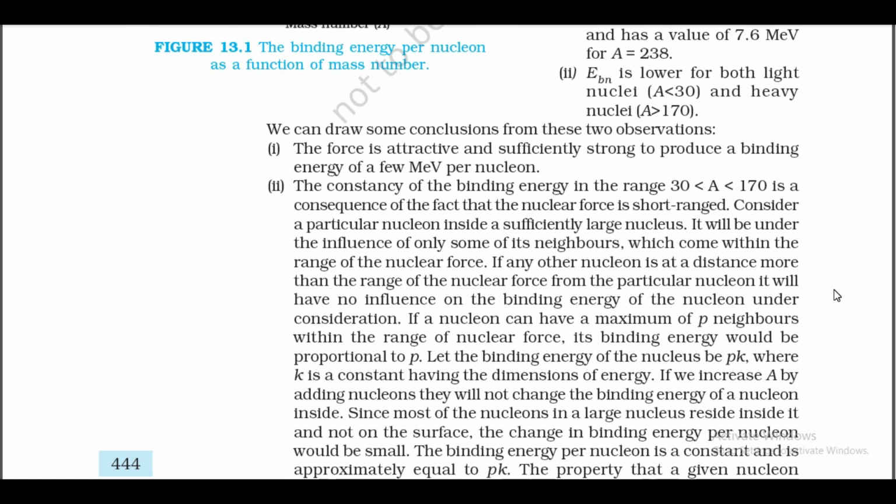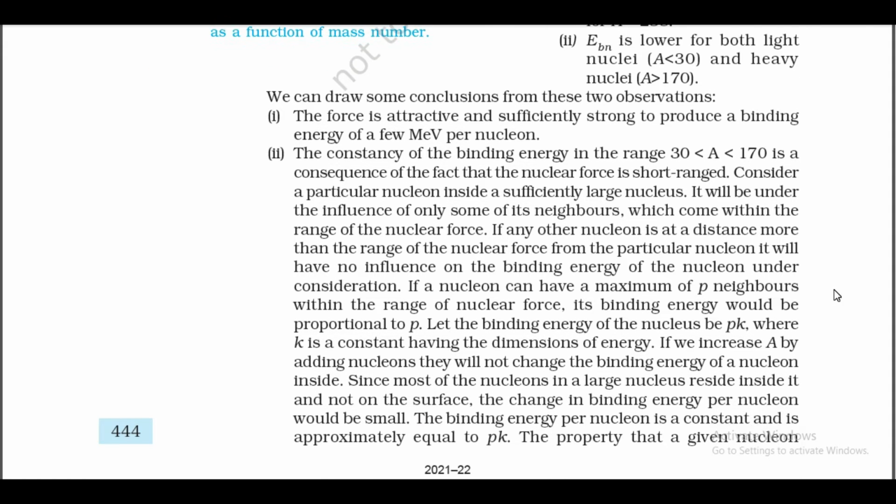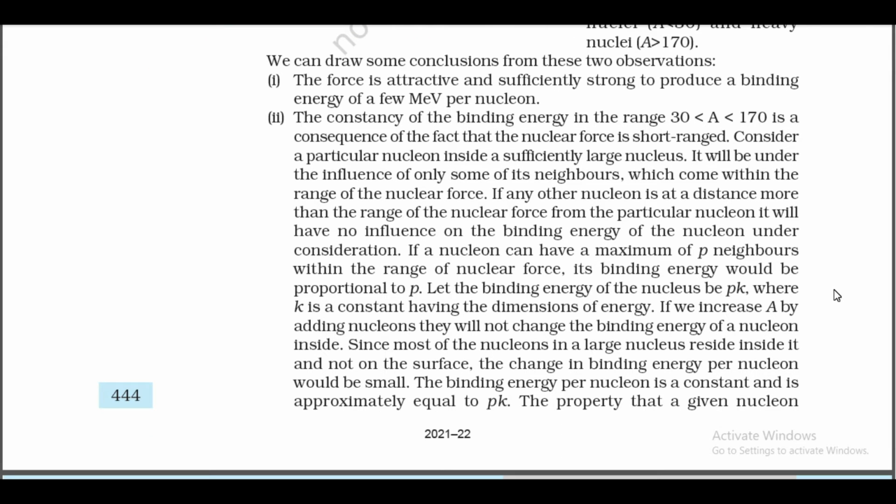We can draw some conclusions from these two observations. The force is attractive and sufficiently strong to produce a binding energy of a few MeV per nucleon. The constancy of the binding energy in the range 30 < A < 170 is a consequence of the fact that the nuclear force is short range.